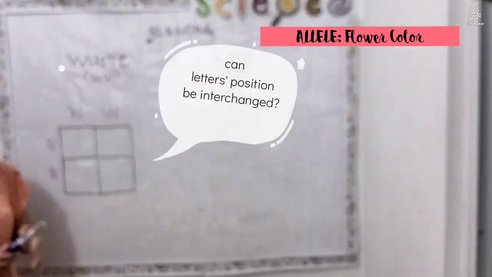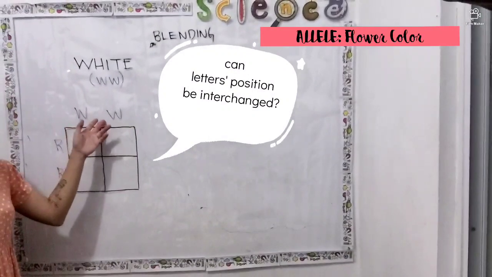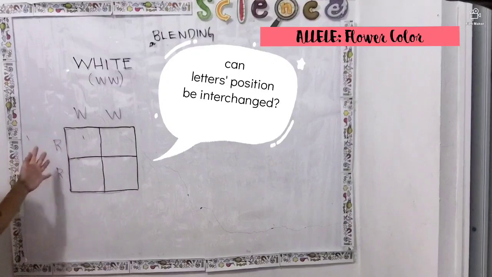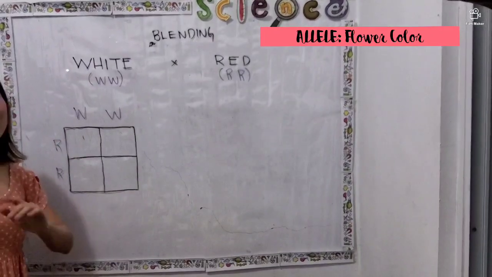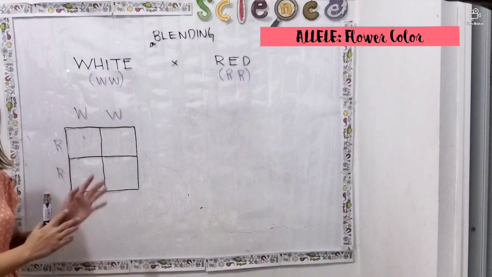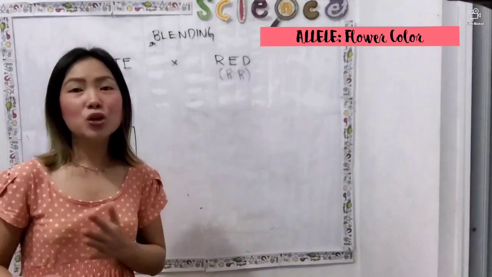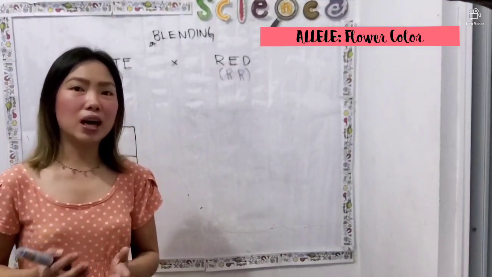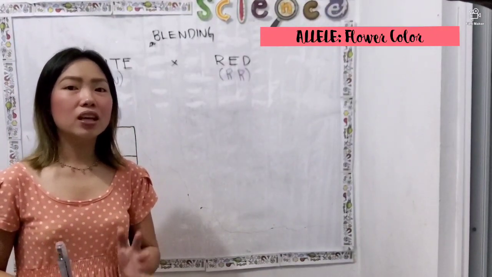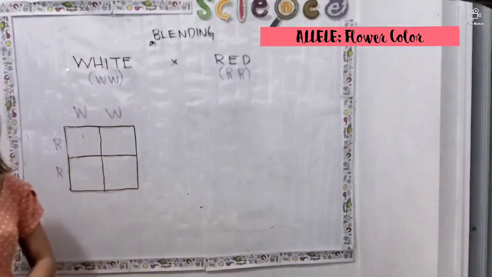Now, question. Pwede ko bang pagpalitin silang dalawa? Pwede ko bang ilagay sa taas si RR? Pwede ko bang ilagay sa tagiliran si WW? Yes, you may. Pwedeng kahit sa taas o sa tagiliran mo ilagay, kahit magkapalit sila ng pwesto, because the answer will still be the same. Yung letter lang yung nagkakapalit ng pwesto. But still, yung genotype natin is yun pa rin. Yun pa rin ang magiging sagot.